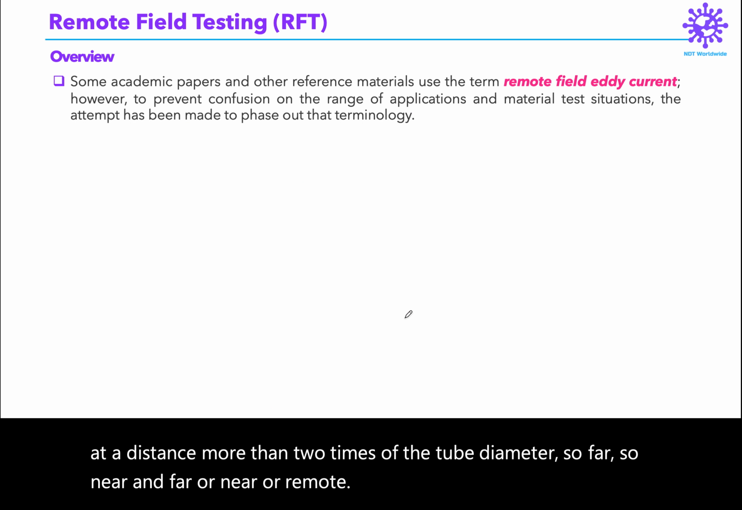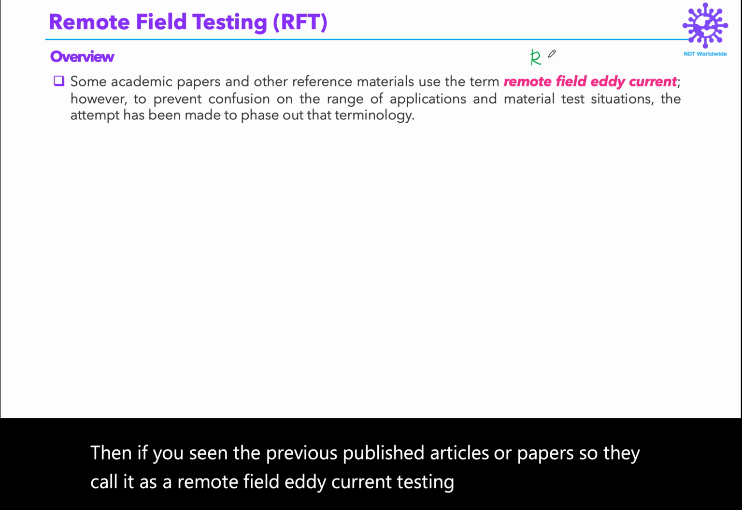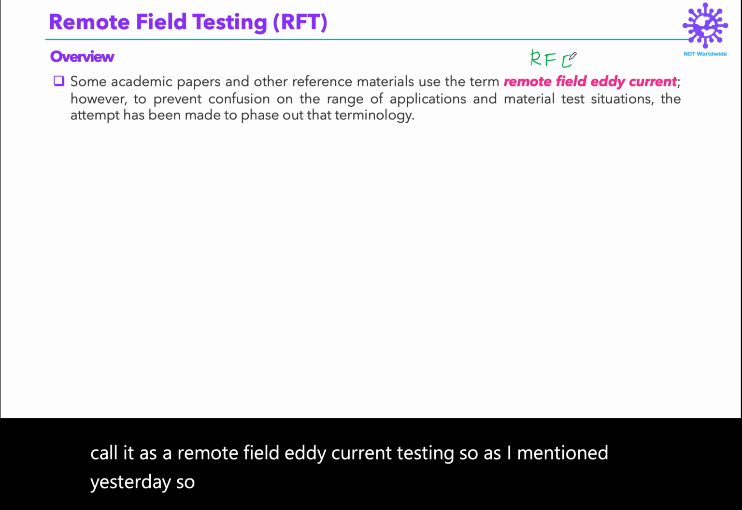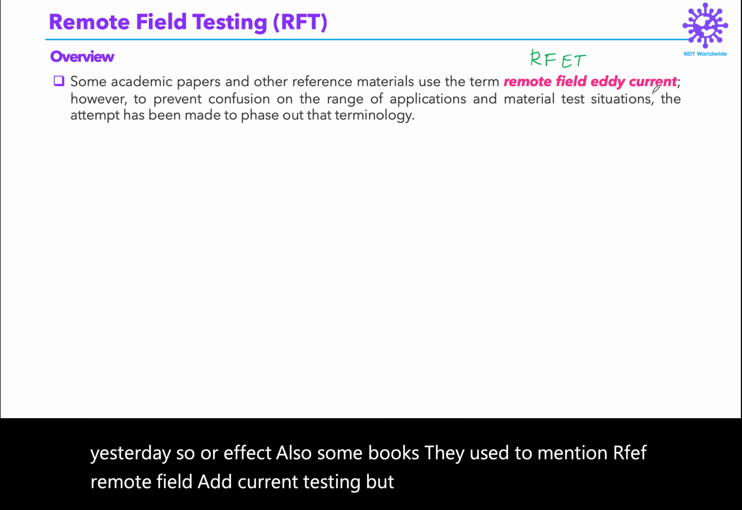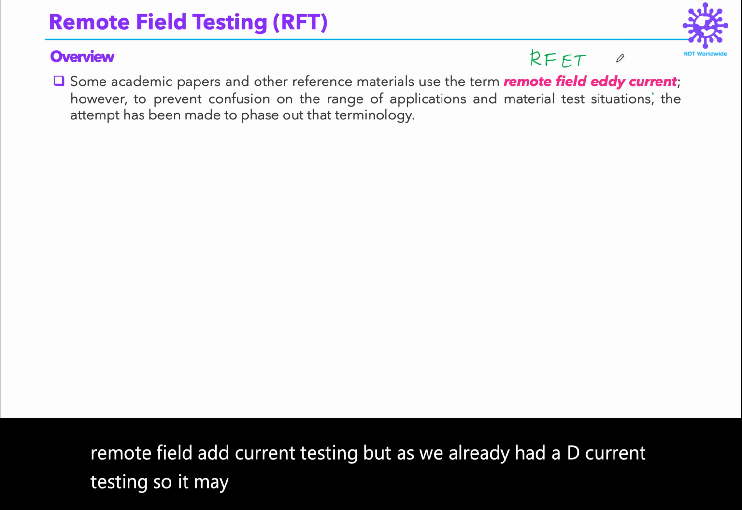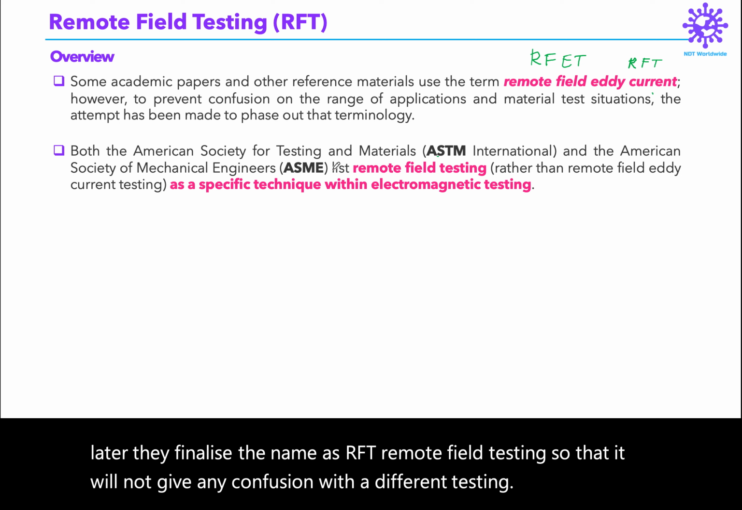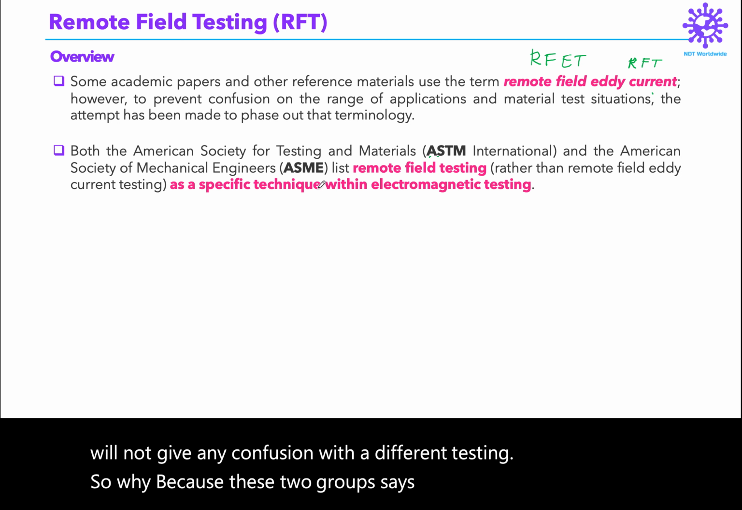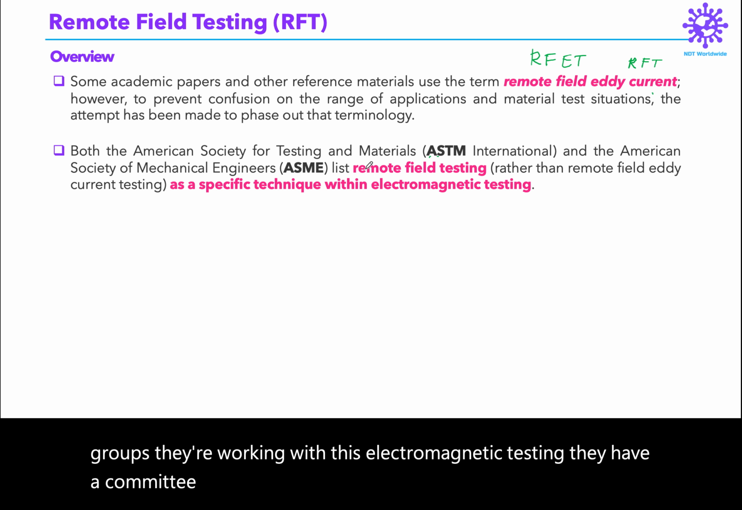Then if you have seen the previously published articles or papers, they call it remote field eddy current testing. As I mentioned yesterday, some books used to mention RFET, remote field eddy current testing, but as we already have eddy current testing, it may give some confusion. So later they finalized the name as RFT, remote field testing, so that it will not give any confusion with eddy current testing. Why? Because these two groups, ASTM and ASME, are working with electromagnetic testing. They have committee members who sit together and finalize the name.